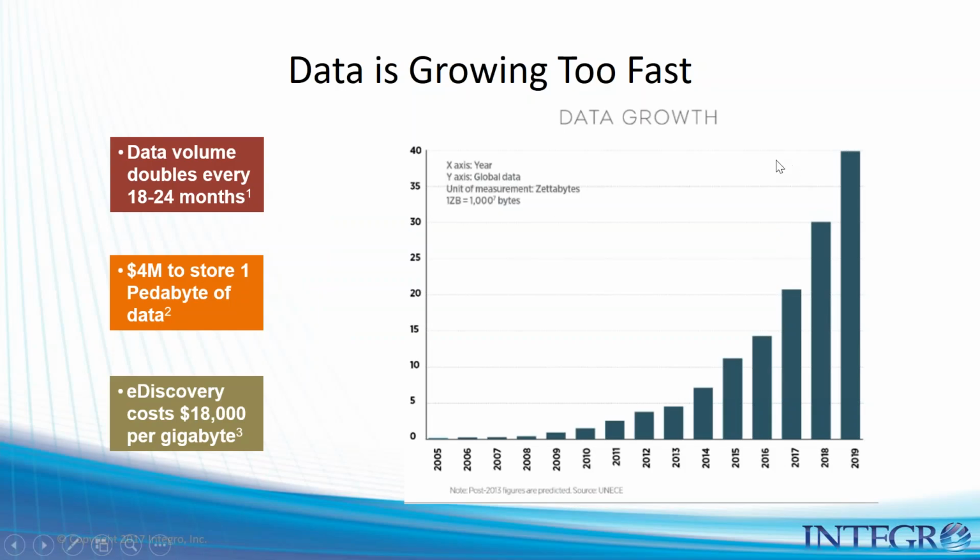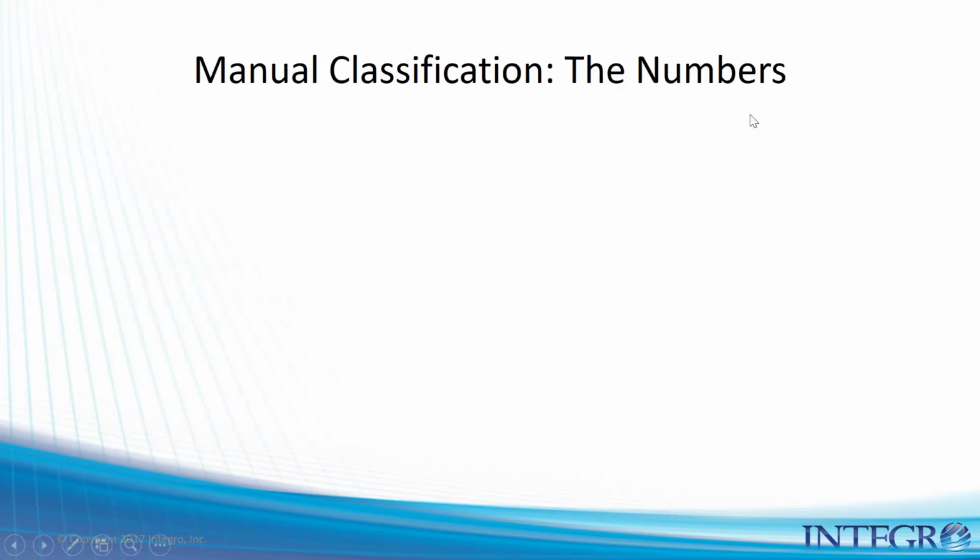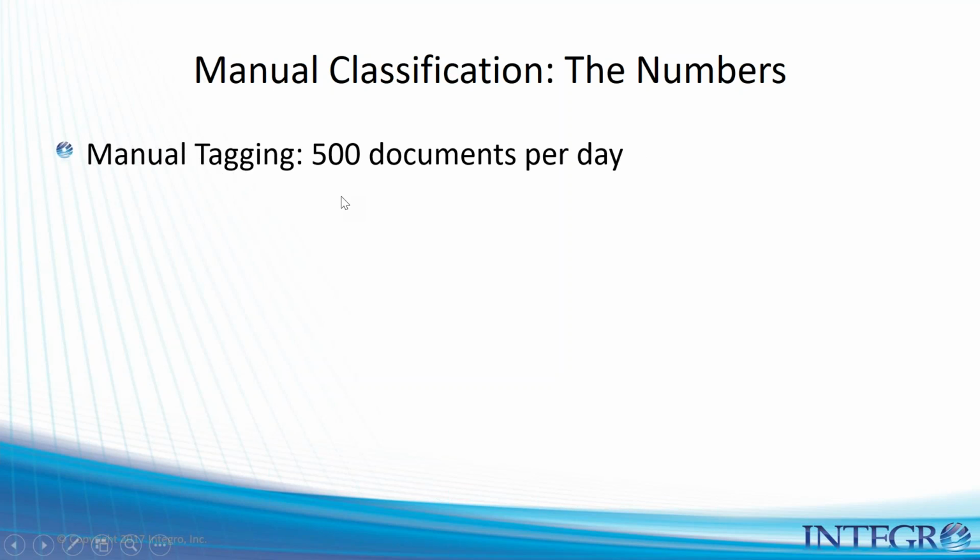Okay, so let's talk about manual classification for just a moment. So here at Integro, we have a team of governance professionals that do nothing but manually classify documents every day. And I'll explain why they do that in a little bit, but they can manually classify about 500 documents per day on average. If we're using some type of automated review tool, we might see a little bit higher numbers, but 500 is pretty typical.